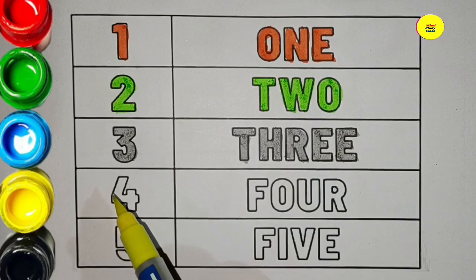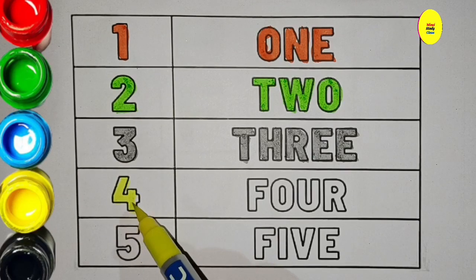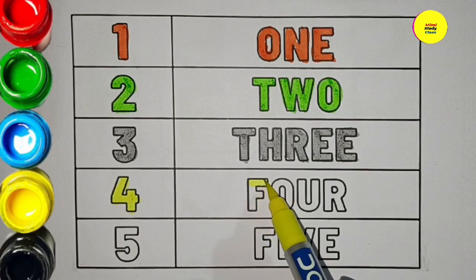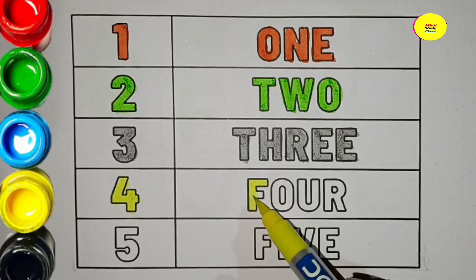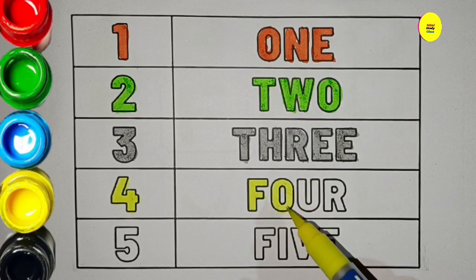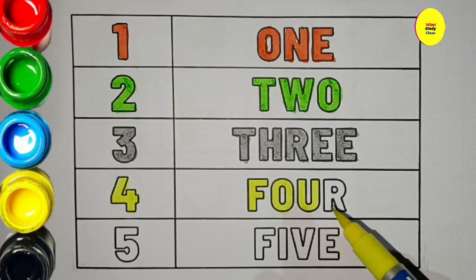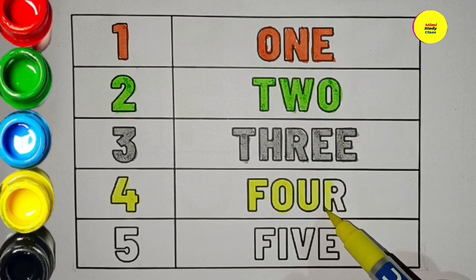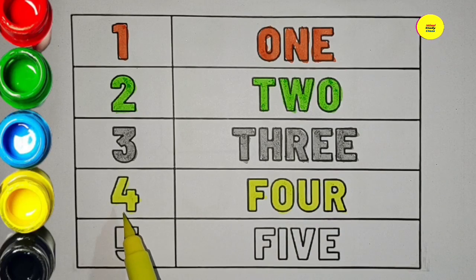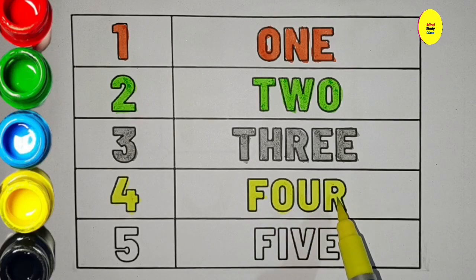Three. Yellow color. Four. F-O-U-R, four. F, O, U, R. Four.